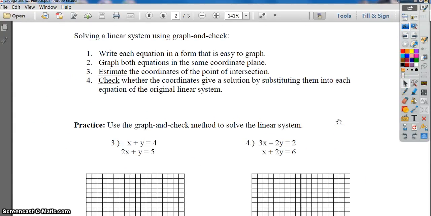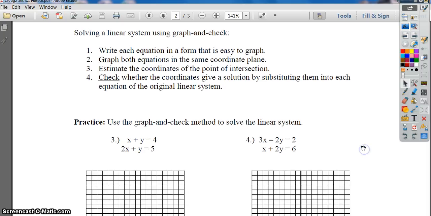Okay, so write each equation in a form that's easy to graph. That can be a lot of the stuff. That could be slope-intercept form. It could be just solving for intercepts in standard form.